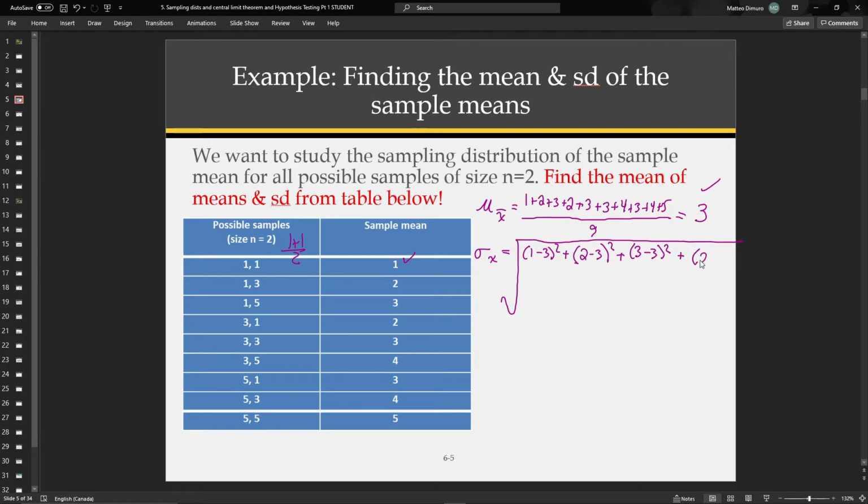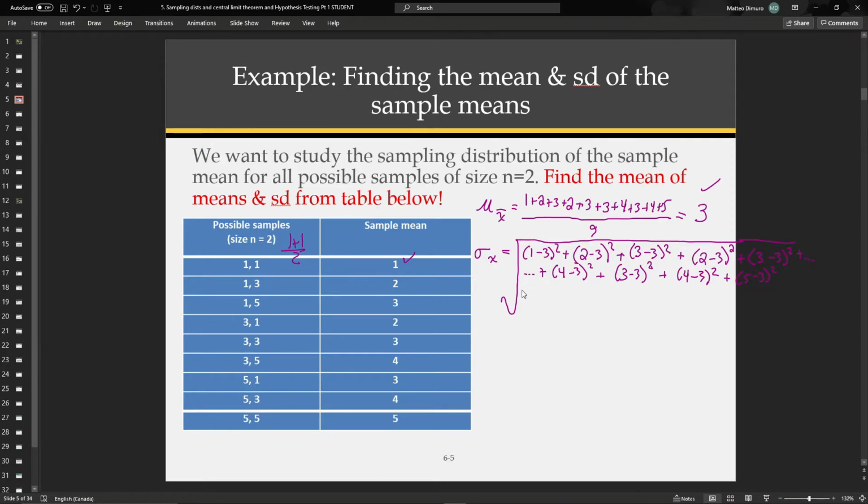So plus 2 minus the mean squared plus, and I'll squeeze another one in here. We're on this one, 3 minus the mean squared plus, now I'm just going to go on the next line. So I'm just going to kind of go like this. 4 minus the mean squared plus 3 minus the mean squared plus 4 minus the mean squared plus, last one, 5 minus the mean squared.